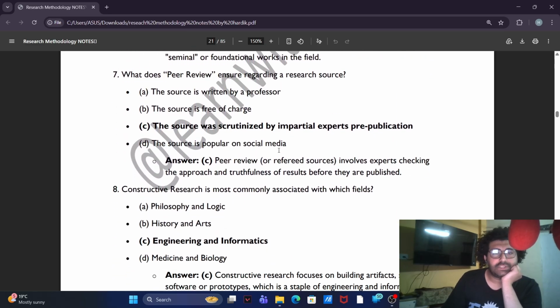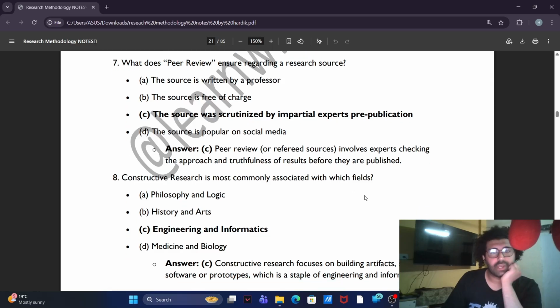7. What does peer review ensure regarding a research process, research source? The source was scrutinized by impartial experts pre-publication. Peer review involves experts checking the approach, truthfulness, and result before they are published.